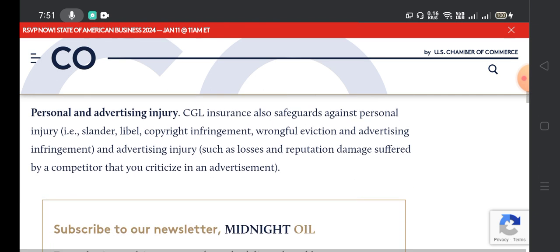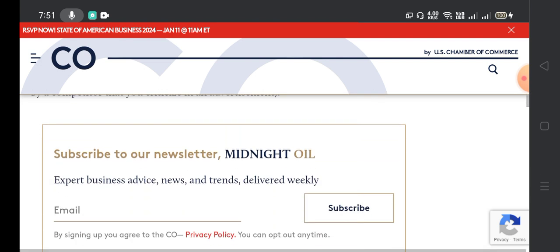So, personal and advertising injury. CGL insurance also safeguards against personal injury like slander, libel, copyright infringement, wrongful eviction, and advertising injuries such as losses and reputation damage suffered by a competitor that you criticize in an advertisement.